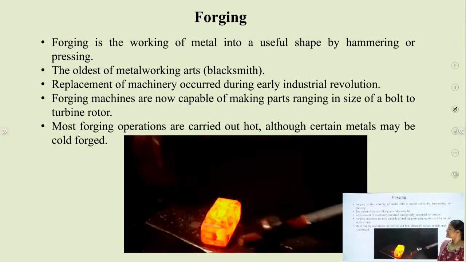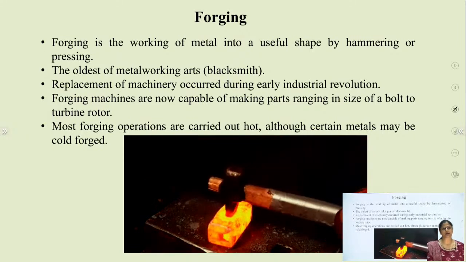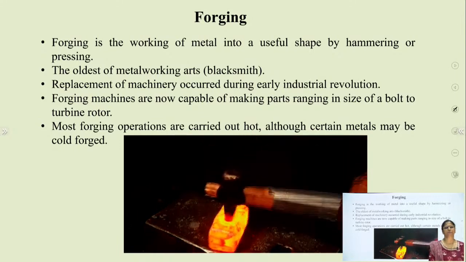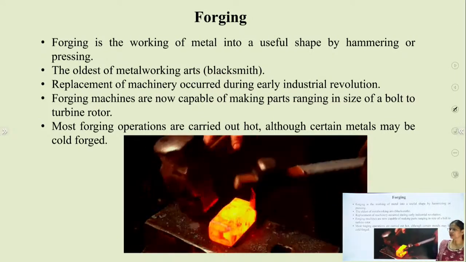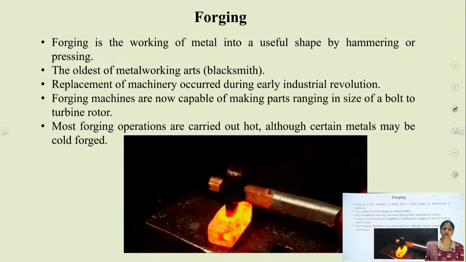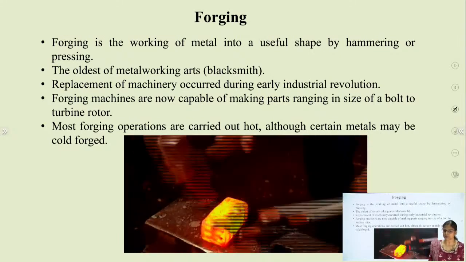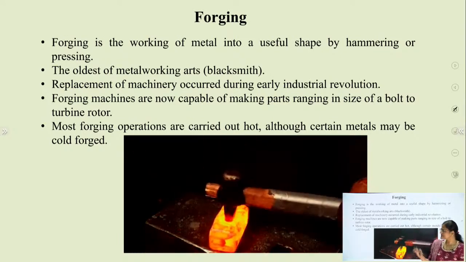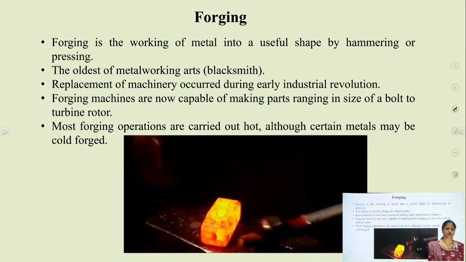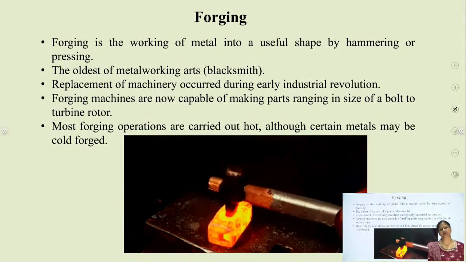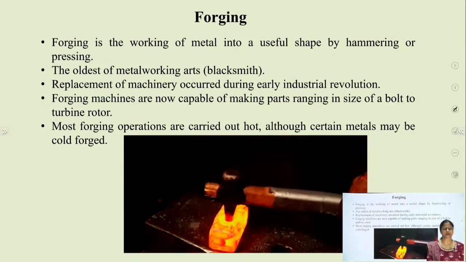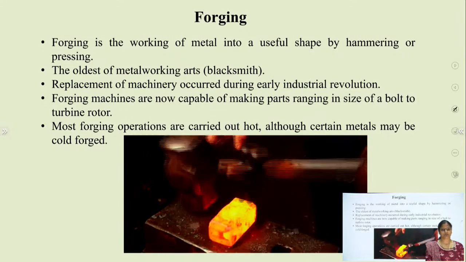So the next process is forging. Forging is the working of metal into a useful shape by hammering or by pressing. In the figure you can see a worker repeatedly blowing the hammer on the red hot material. So this is the hand forging operation. We call it blacksmithy operation. This is the oldest of the metal working arts. It is called blacksmithy. We can easily see it in smithy shops.